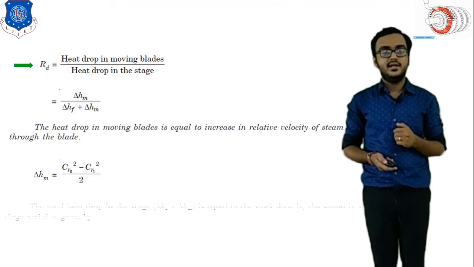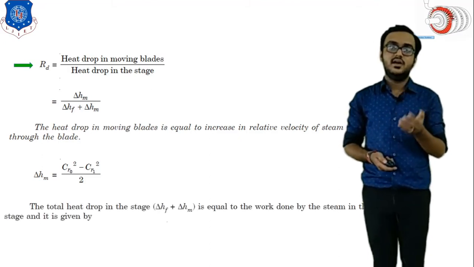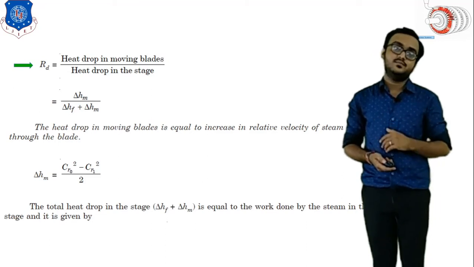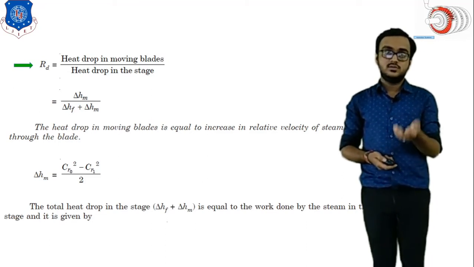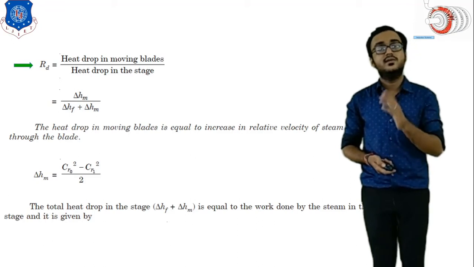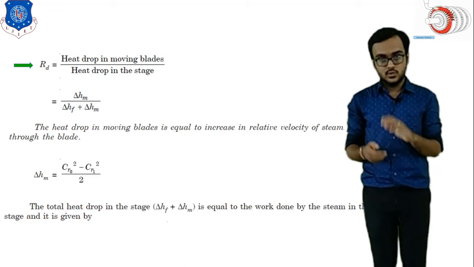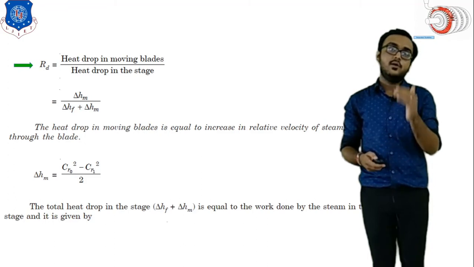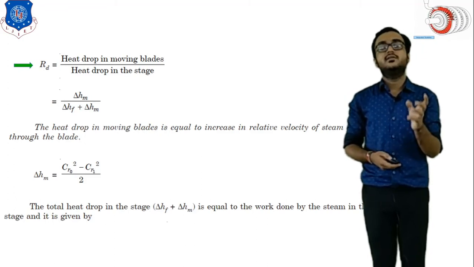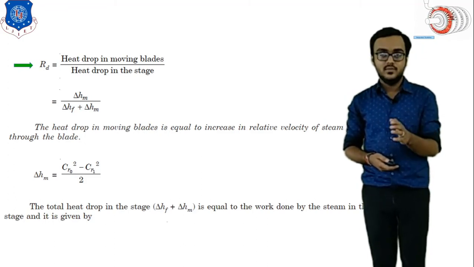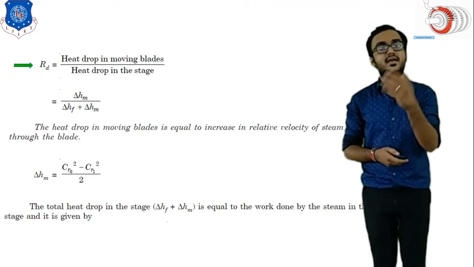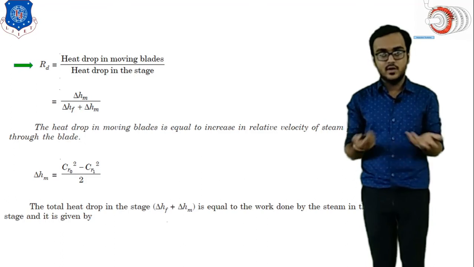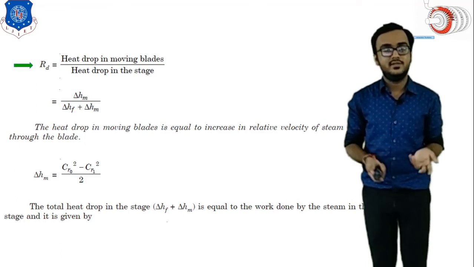In a similar way, delta Hf plus delta Hm is what? You can say it is the work done, because the heat drop across the stage will indicate the total work done. So you can either derive the equation individually by considering delta Hf and delta Hm, or you can directly equate delta Hf plus delta Hm to the work done. We have both ways with us.